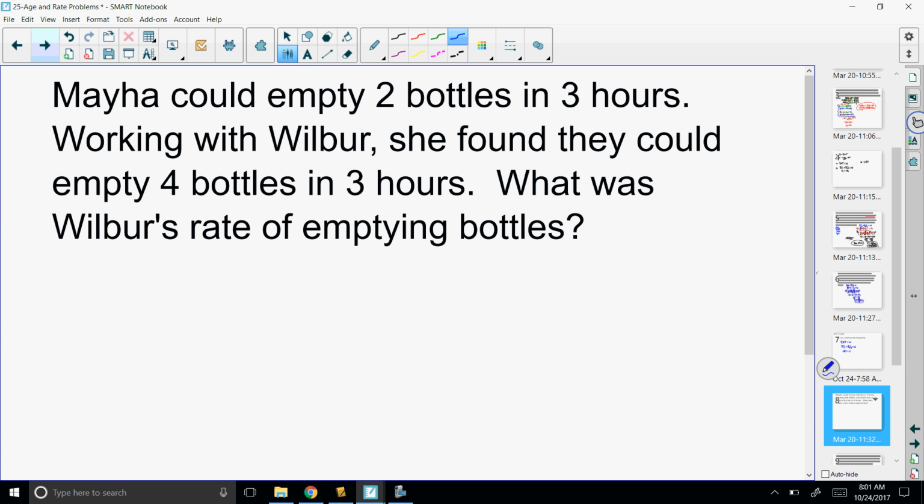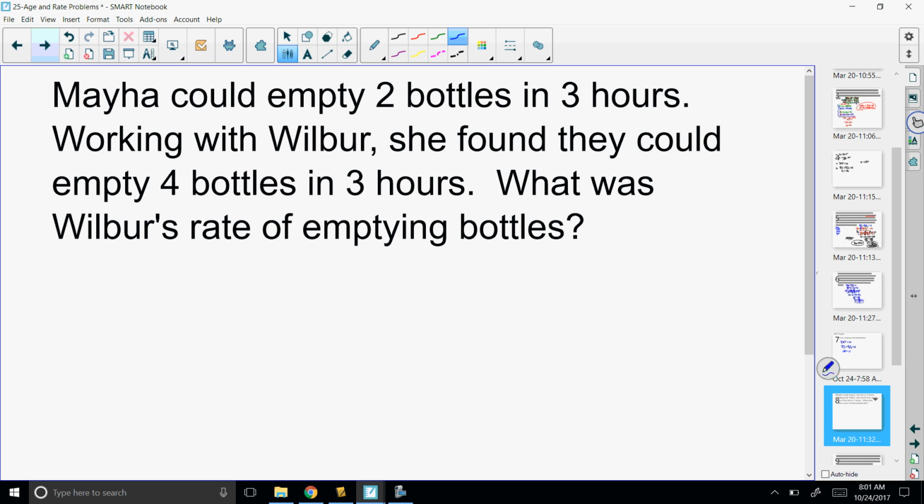We were working with a problem very similar to this one yesterday, except we could find the rate of each individual that was given to us. In this example, that's not necessarily the case. Maya could empty 2 bottles in 3 hours. What information can you gather from that? The rate. Her rate would be 2/3.